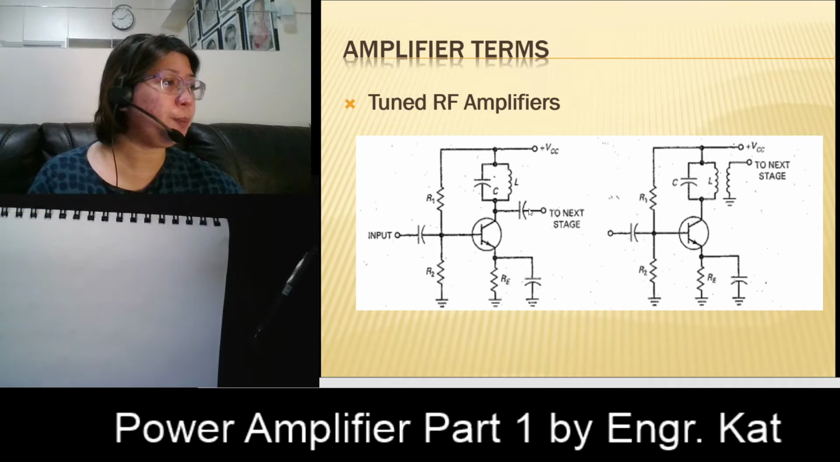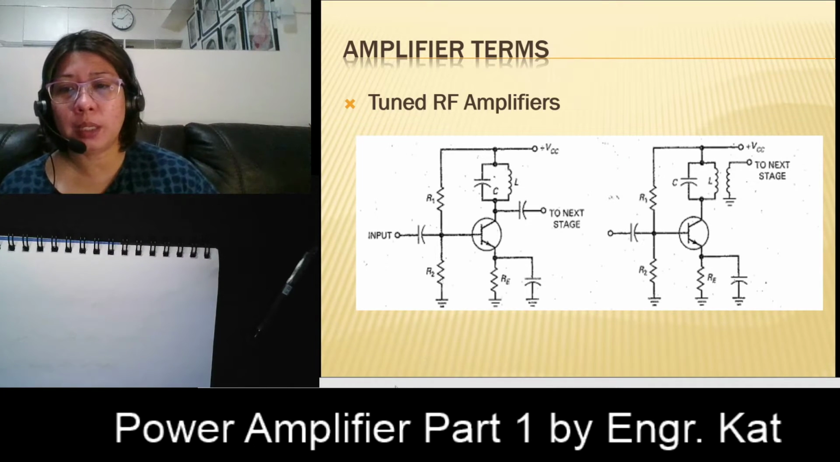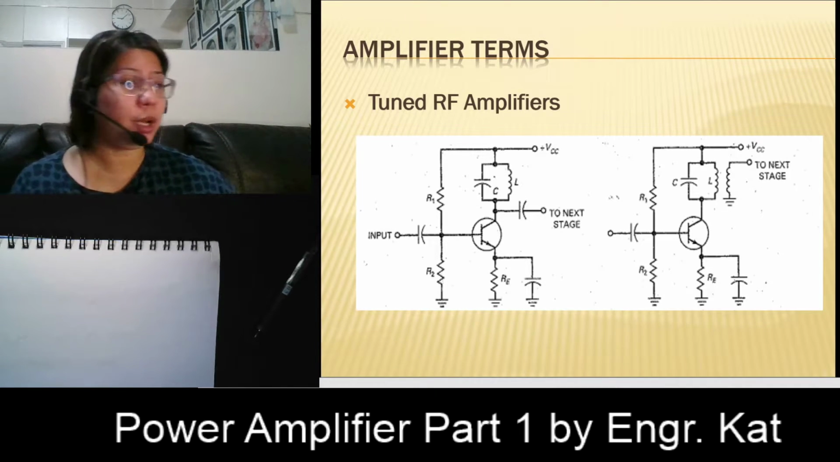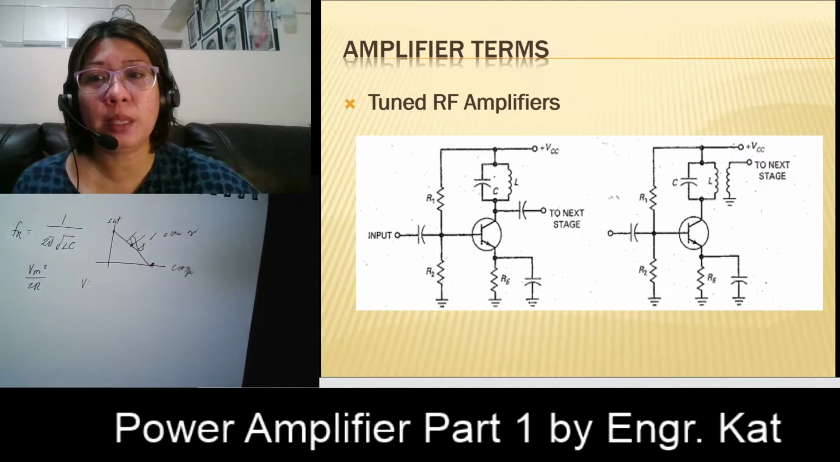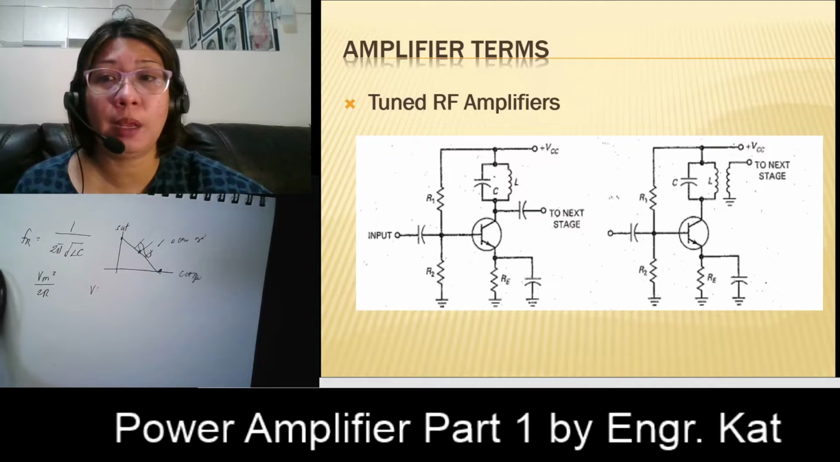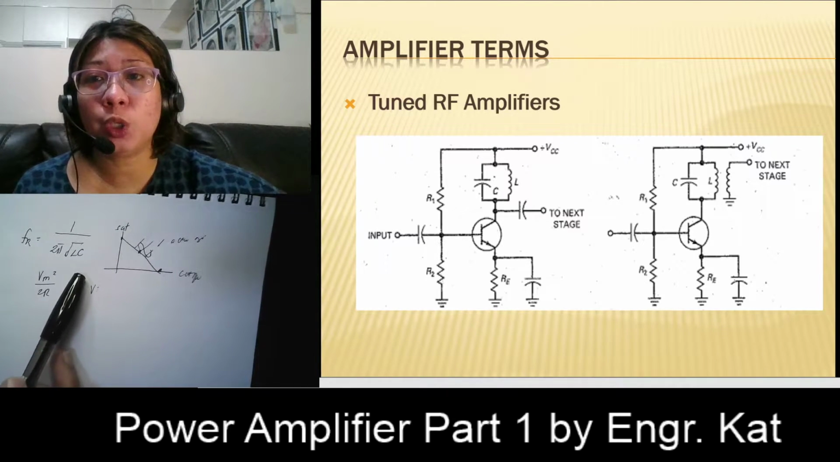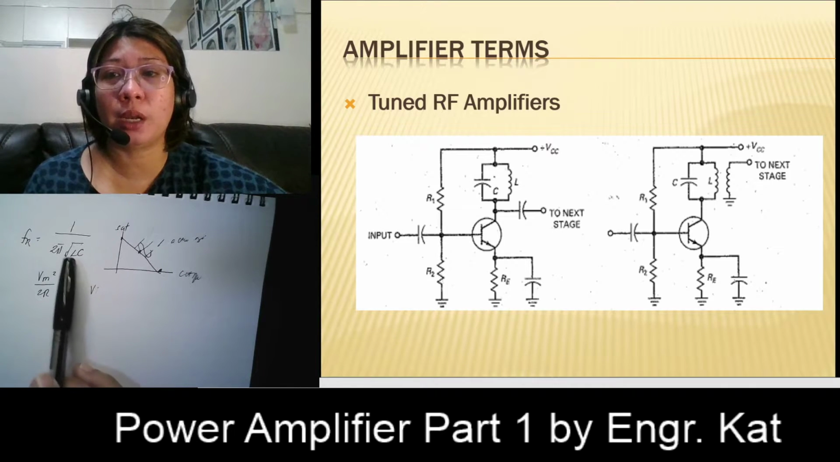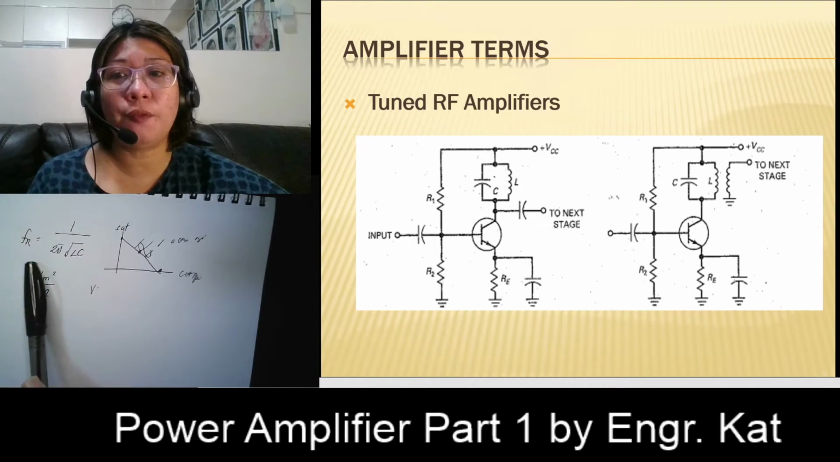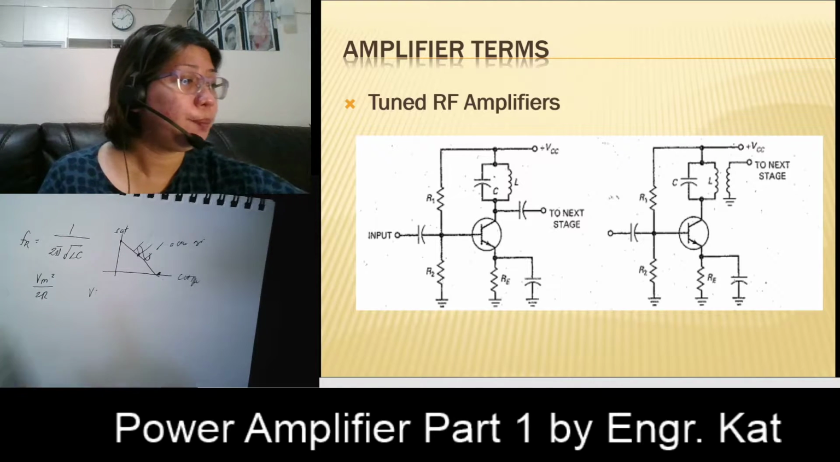Okay? So from our previous discussions, we mentioned that your resonance frequency is given by the formula 1 over 2 pi square root of LC. So depending on the value of your inductor and your capacitor, we can get the value of your resonance frequency here.